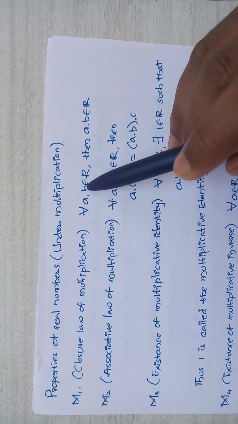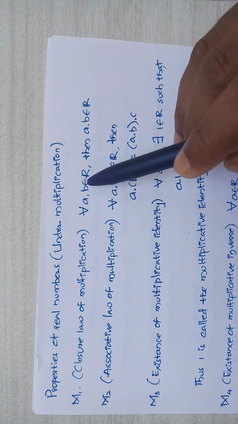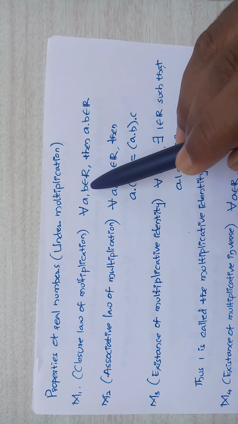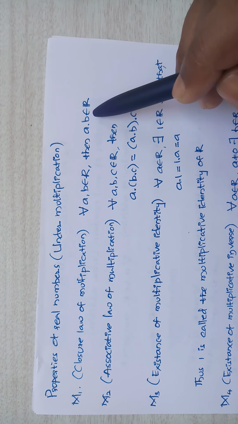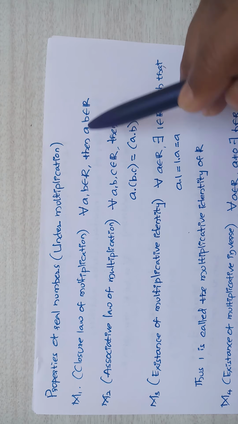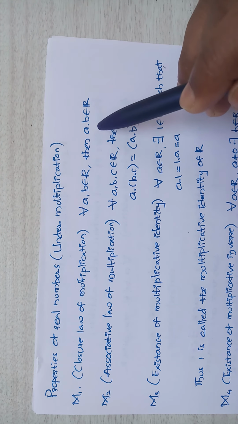You take any two real numbers, 1, 2. So 1 and 2 are real numbers. The multiplication of these two numbers, 1 into 2, is equal to 2, which also belongs to R. So here the closure law holds good.